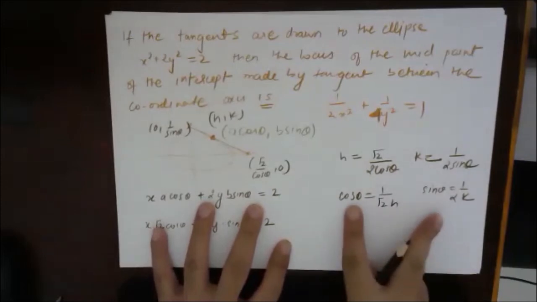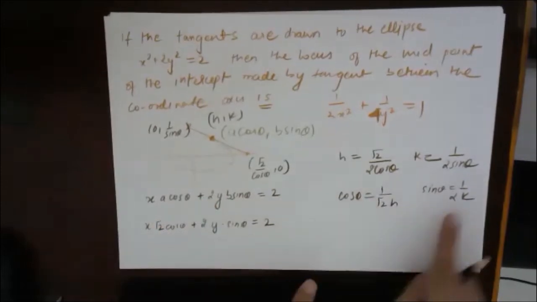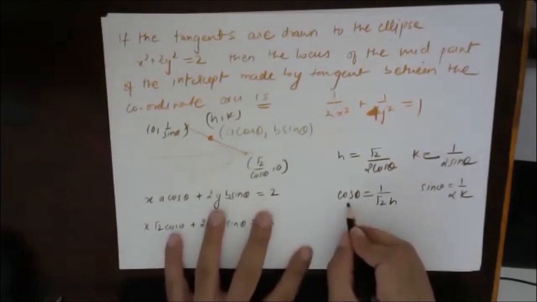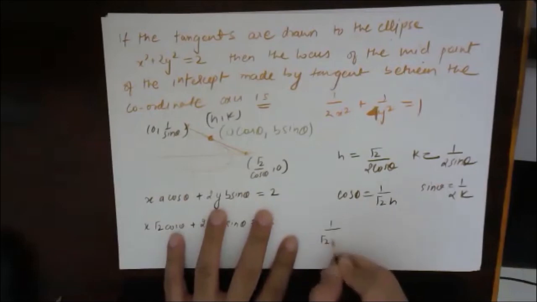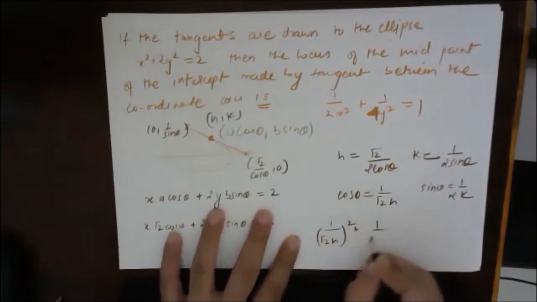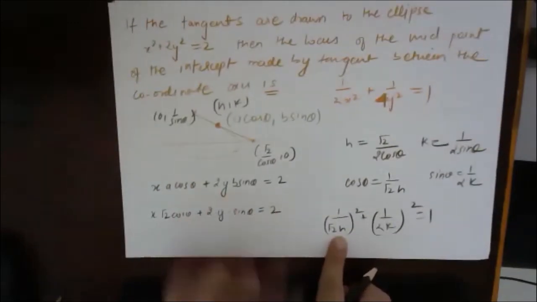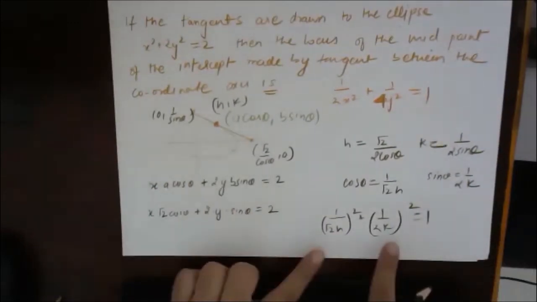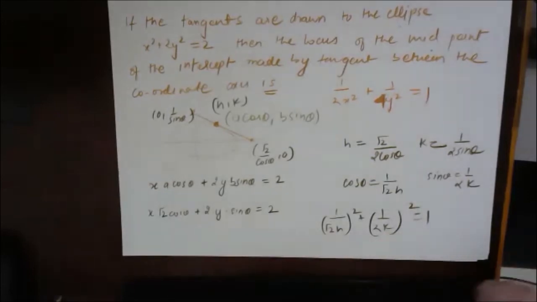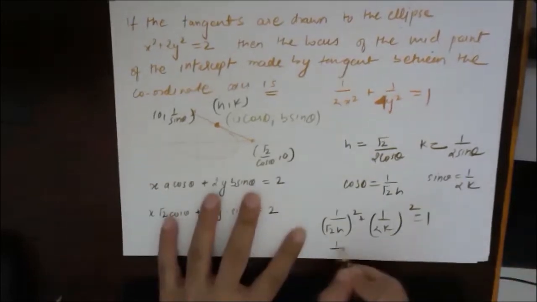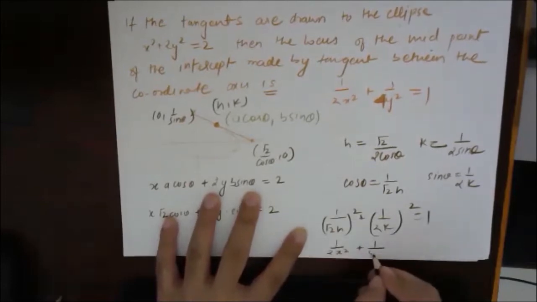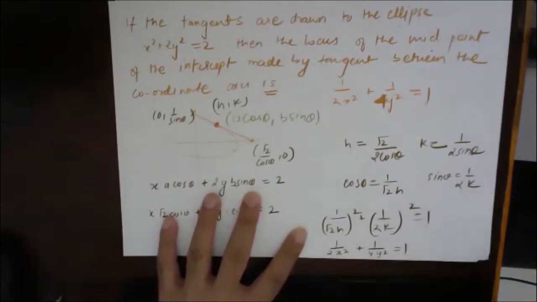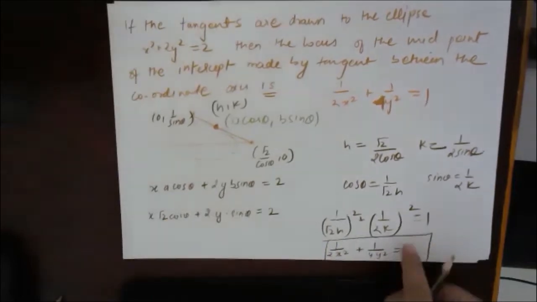How can I eliminate theta? By squaring and adding. So cos square theta plus sin square theta is equals to 1. So this will be (1 by root 2 h) whole square plus (1 by 2k) whole square is equals to 1. Instead of h, I will simply substitute x, and instead of k, I will simply substitute y. So this will become 1 by 2x square plus 1 by 4y square is equals to 1. This is the locus of the midpoint.